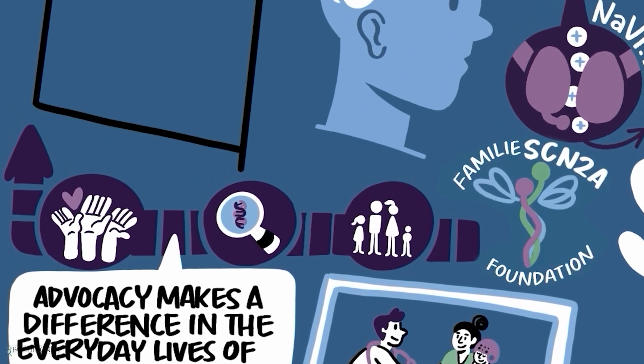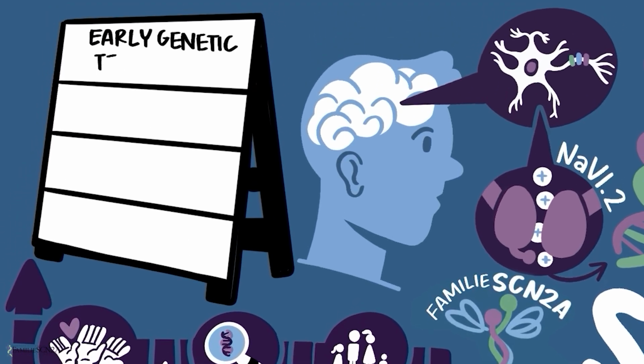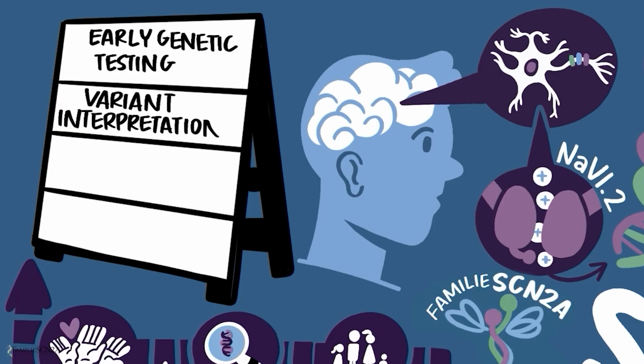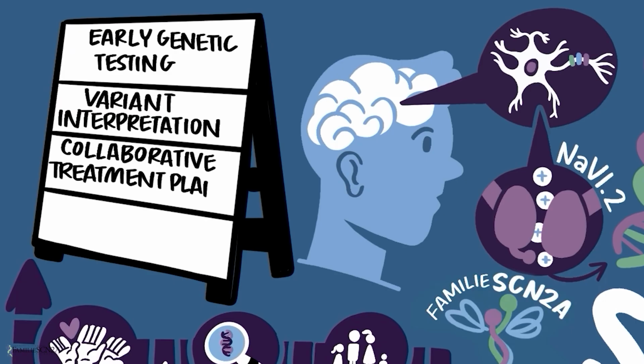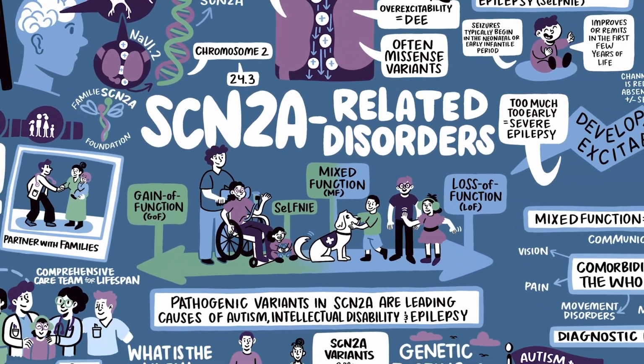For practicing clinicians, the key clinical messages are to use genetic testing early, interpret variants with an eye toward determining gain or loss of function, and let that mechanistic understanding alongside the phenotypic presentation inform your treatment plan. By learning more about SCN2A-related disorders, you can help the right patients receive the right treatment at the right time.